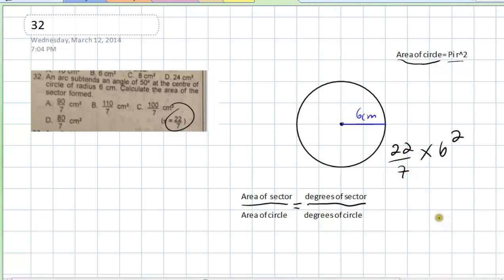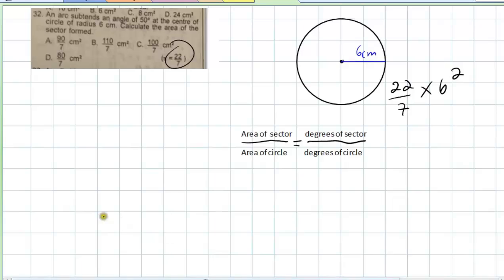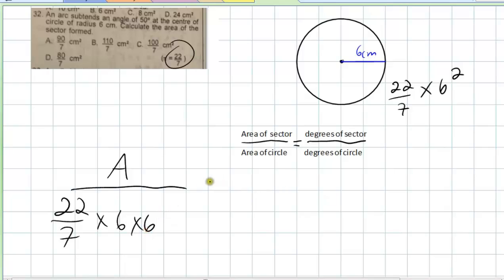And so we'll leave this as is for now. I'm not going to do much simplifying with that at the moment. So the area of our sector, I'll call it A, is going to be equal to the area of our circle, which will be 22 over 7 times 6 times 6, times the degrees of the sector, which they told us were 50, over the degrees of the entire circle. And so the entire circle is 360, and we know that because there's 360 degrees in a circle.